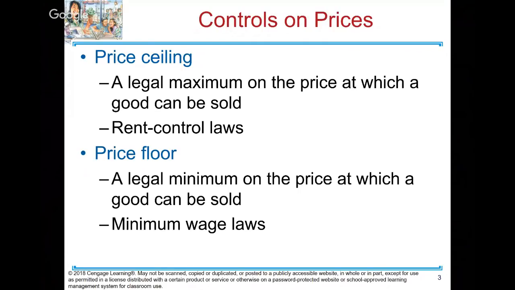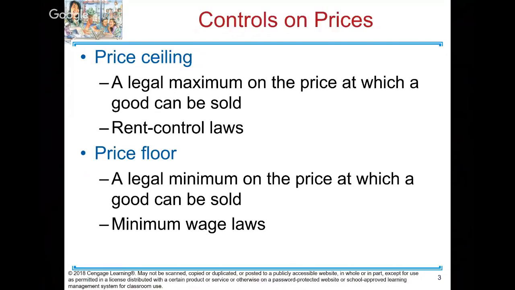A price ceiling is a legal maximum price on a good or service. So let's suppose the government says that for every pound of banana, the maximum price you can charge is $1. If it's below $1, then okay. But if it's above $1, that's illegal. You cannot do it. So the $1 is the maximum price, and that's called a price ceiling.